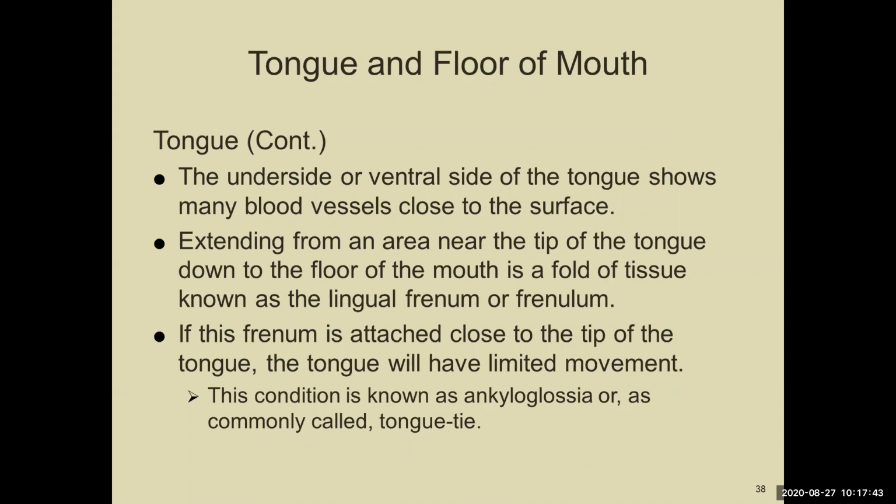That's the ventral surface of the tongue, and it's very vascular. It shows the blood vessels because they're close to the surface. Sometimes you can even see what we call varicosities. You can see those blue veins just sticking out if you're older as well. Extending from an area near the tip of the tongue down to the floor of the mouth is a fold of tissue, and that's known as your lingual frenulum or lingual frenum.